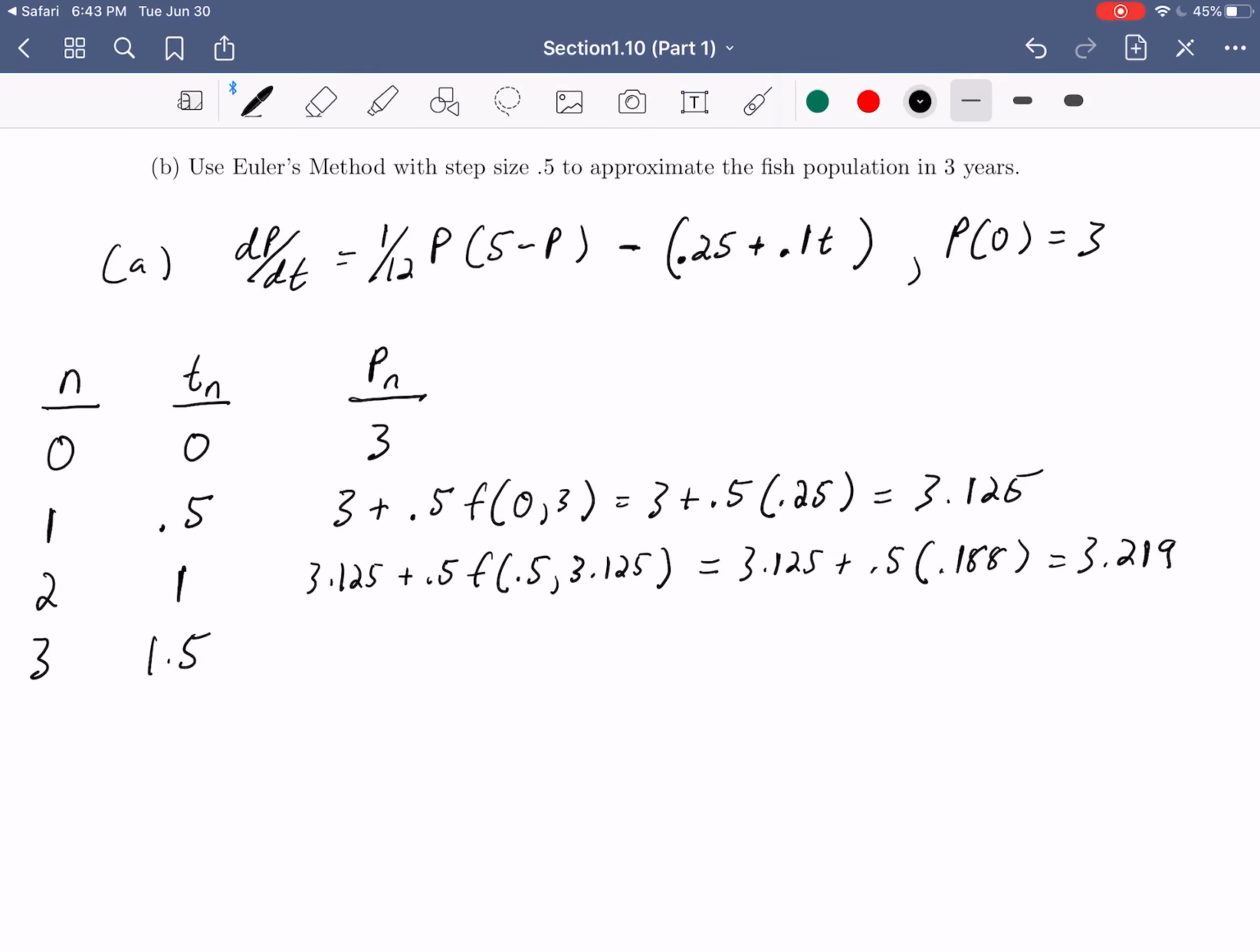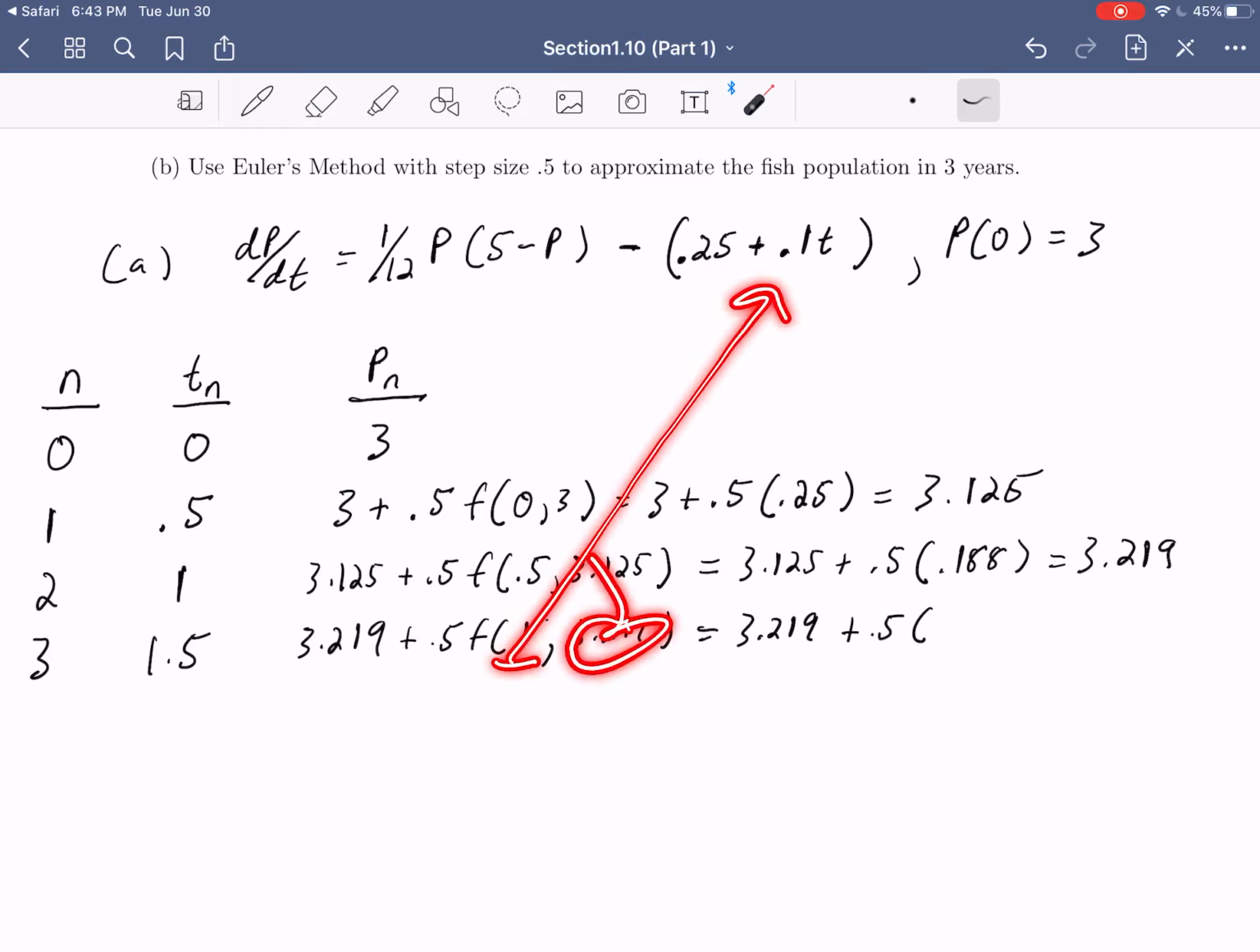Now we're at a year and a half in. So we have 3.219 plus 0.5 times our function evaluated at t equals 1 and p equals 3.219. So that's going to be 3.219 plus 0.5. Now again, plugging this in for t and this in for p. So 1 divided by 12 times 3.219 times 5 minus 3.219, and then minus 0.25 plus 0.1 times the previous t, which is 1.